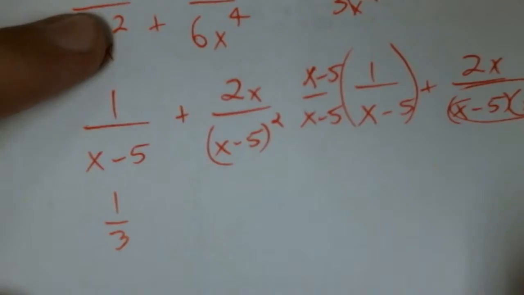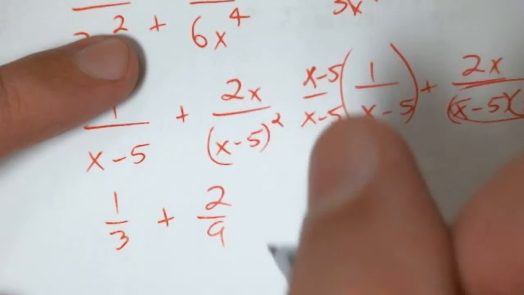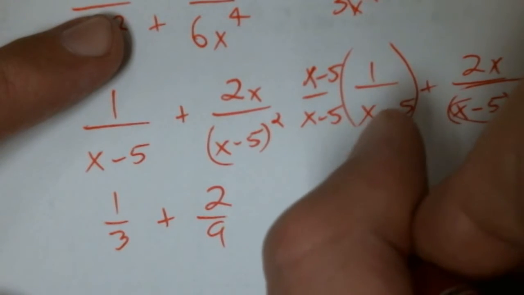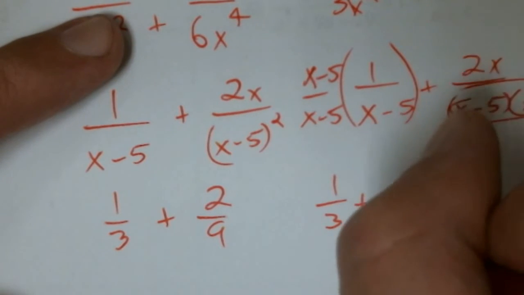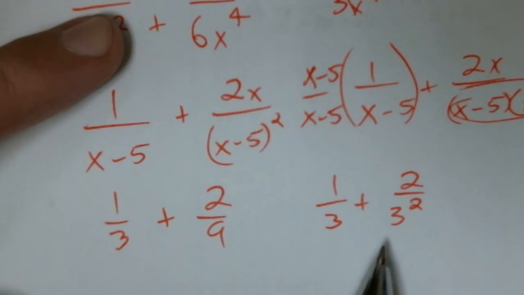Think about this concept. 1/3 plus 2 over 9. You say, what's the common denominator? Common denominator is 9. 3 goes into 9. But couldn't I rewrite this as 1 over 3 plus 2 over 3 squared? 3 squared is still 9. I haven't changed anything really.